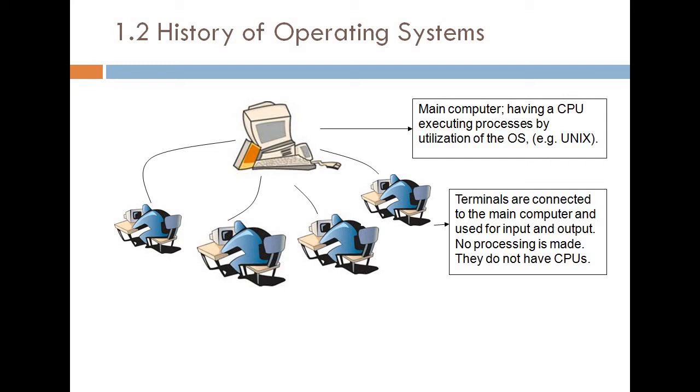If we see the history, the main computer has a CPU executing processes using an OS like Linux or Unix. Terminals are connected to the main computer and used for input and output. No processing is made on them. They don't have a CPU. There is just the main computer CPU. They are terminals.